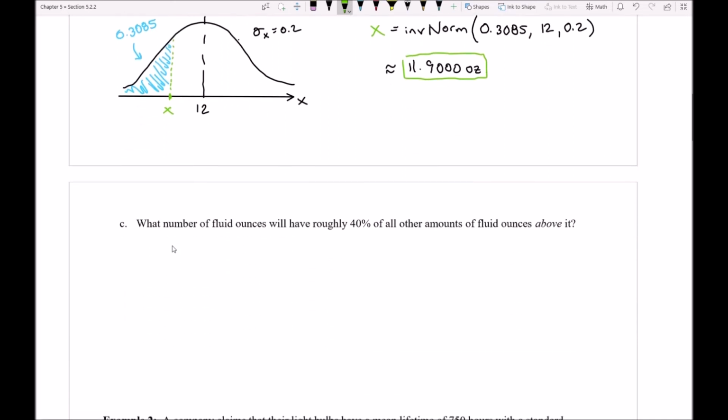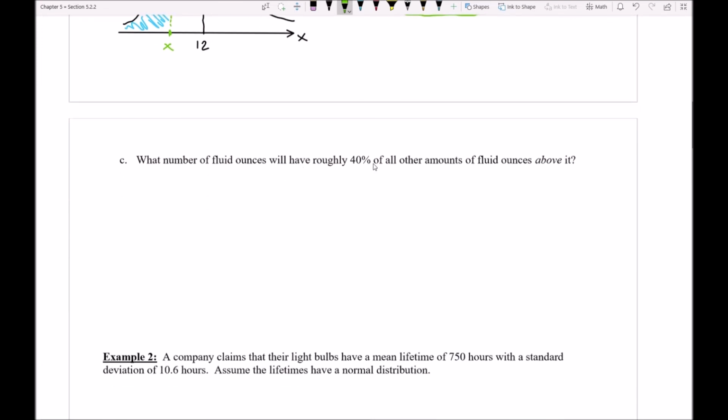We'll take a look then really quickly at part C. We'll just try one more of these. What number of fluid ounces will have roughly 40% of all other amounts above it? So again, I should notice I'm still looking for a number of fluid ounces. But let's go ahead and still draw our picture to help think through this. Okay, so I have a little number line written out. I draw out a little normal distribution. I know I still have a mean of 12 and a standard deviation of 0.2. Now, this value of x, my new green x on this problem, will have roughly 40% of all other amounts of fluid ounces above it.